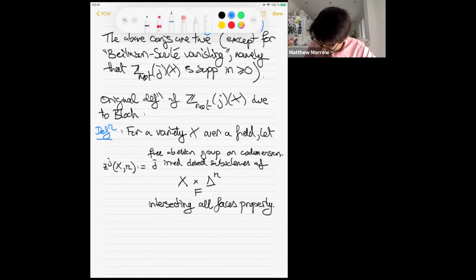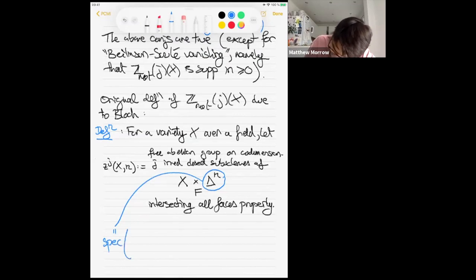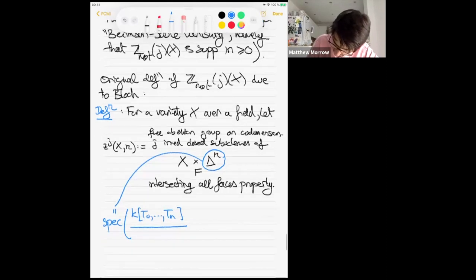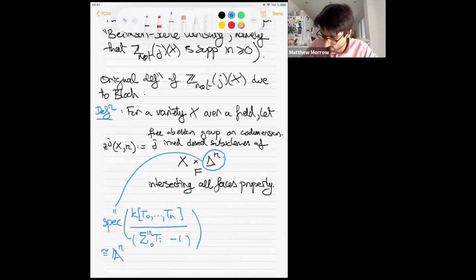Okay, so what do we need to define? We need to define this gadget there. This, as I say, is the algebraic n-simplex: take Spec of k adjoin t0 through tn, the n-dimensional one, and I mod it out. This is really all just some gauge normalization by the sum of the ti's minus one. So that's isomorphic to just affine n-space. Oh, sorry, I guess there's no name for my field. I take my base field to be F and I've got to fix it.